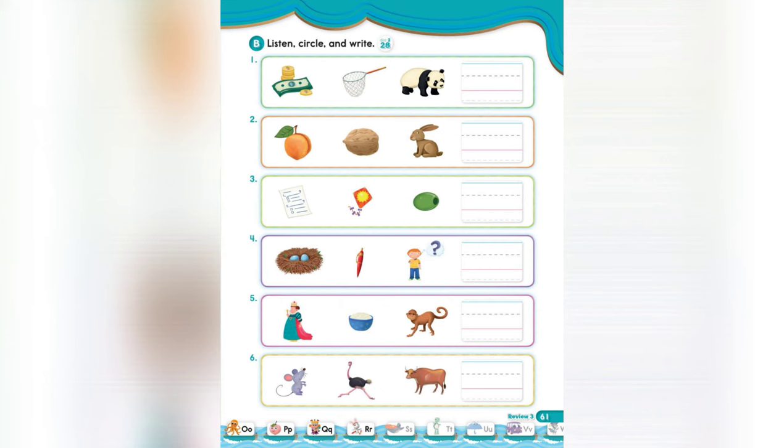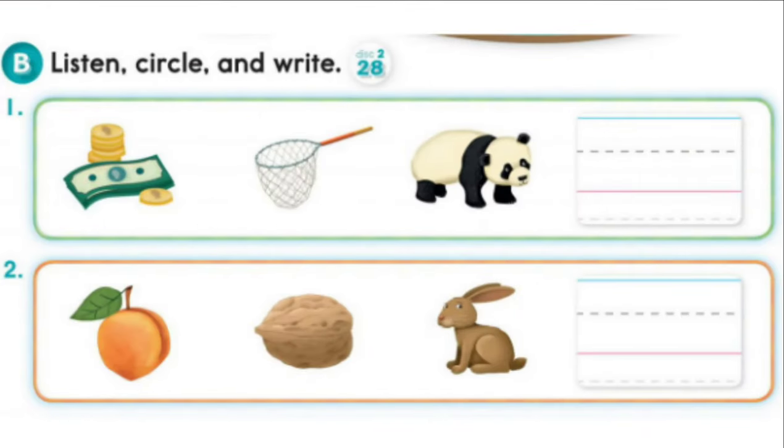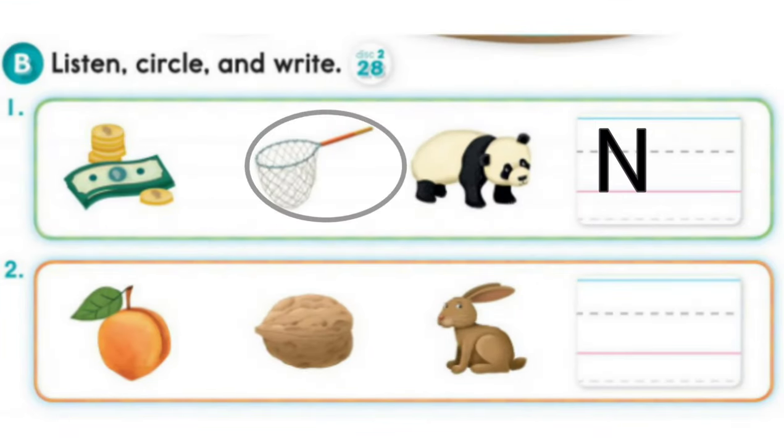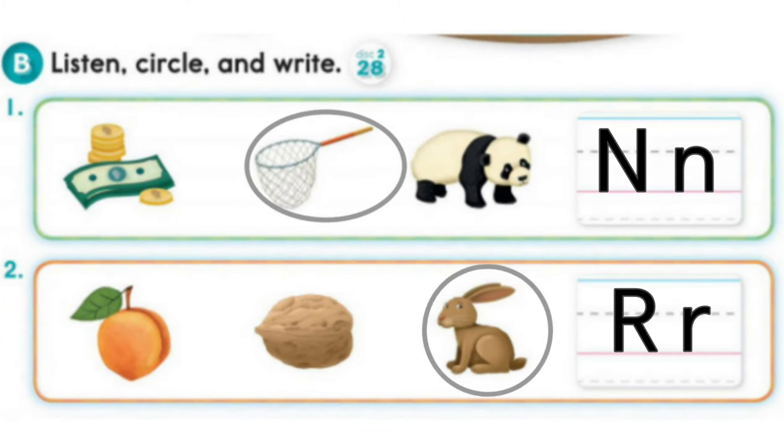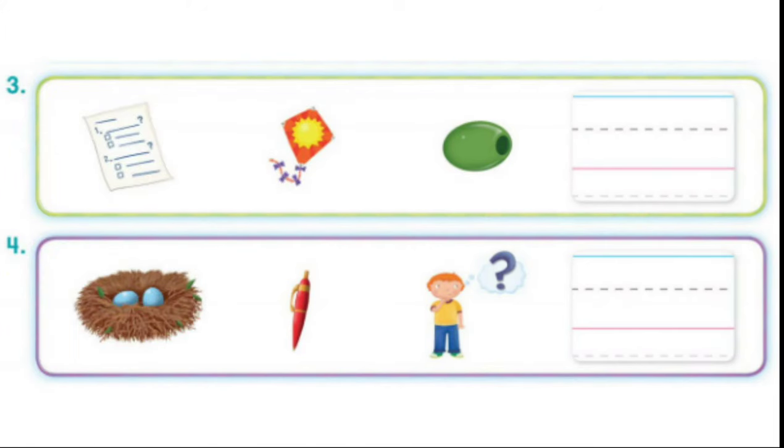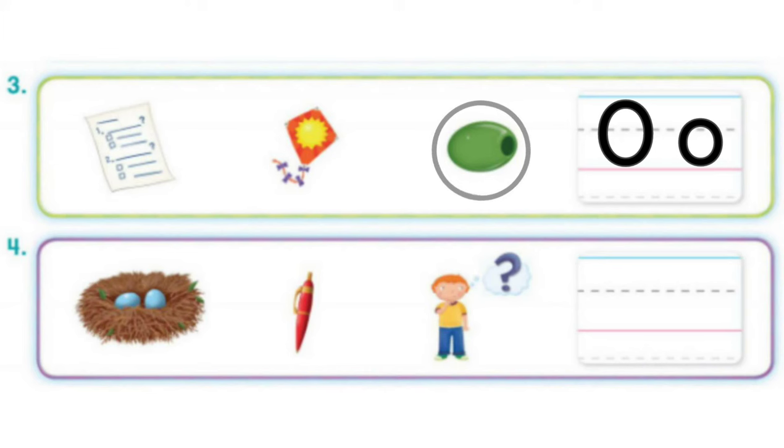Page 61. B. Listen, circle, and write. 1. Net. Net. 2. Rabbit. Rabbit. 3. Olive. Olive.